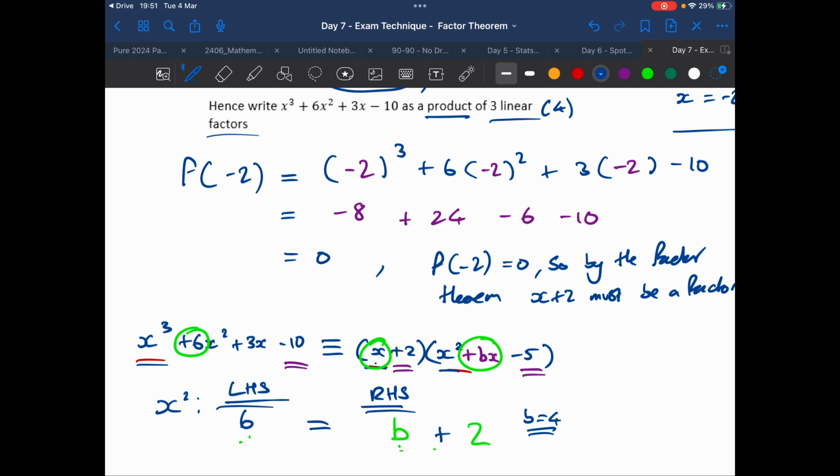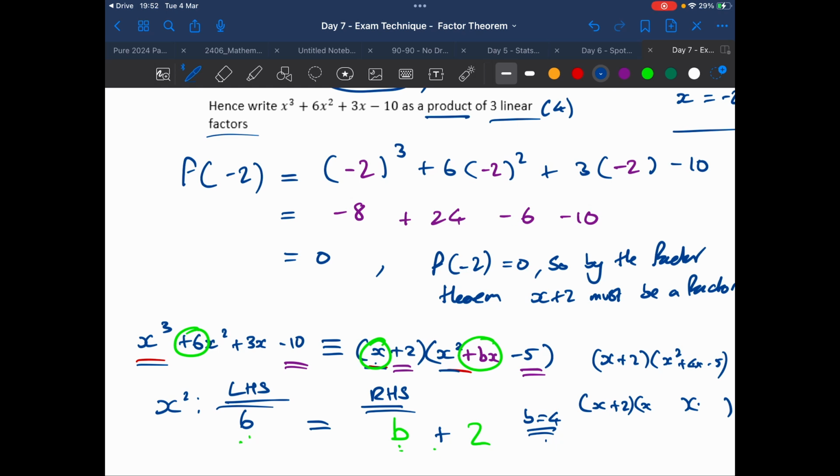Let's use this information now. So x plus 2 times x squared plus, what was the answer? 4x minus 5. Can you do anything else? Yes, you can.